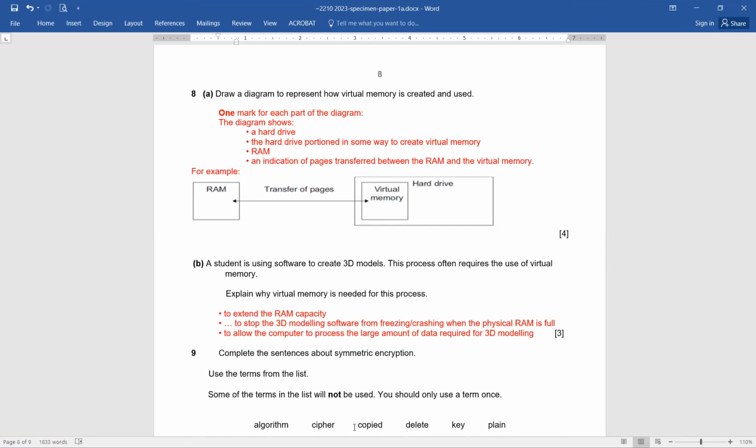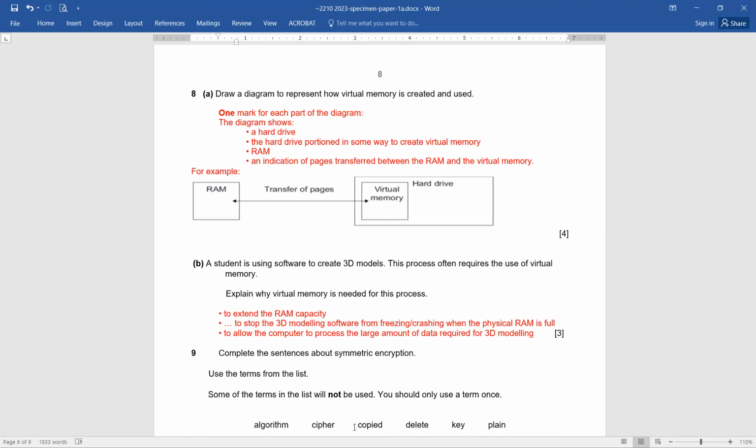Okay, thank you. A student is using software to create 3D models. This process often requires the use of virtual memory. Explain why virtual memory is needed for this process. Now, it's a 3-mark question, so definitely the student is supposed to write down 3 valid points. And why do we need VM?